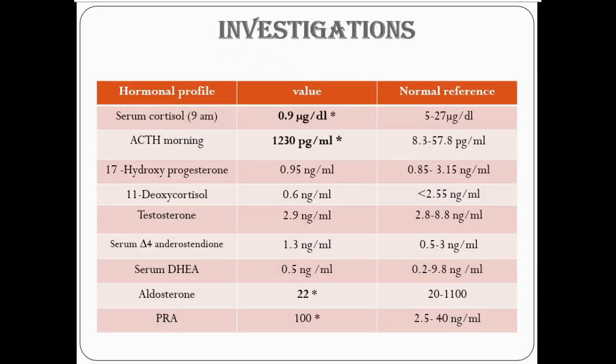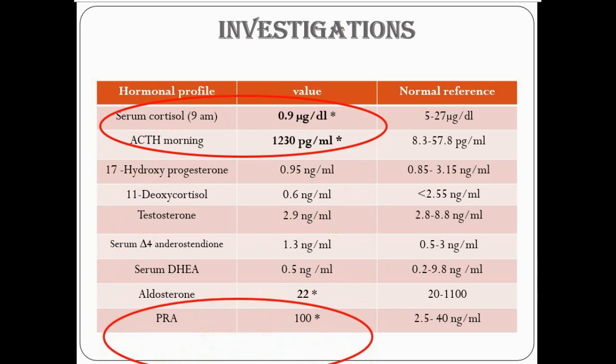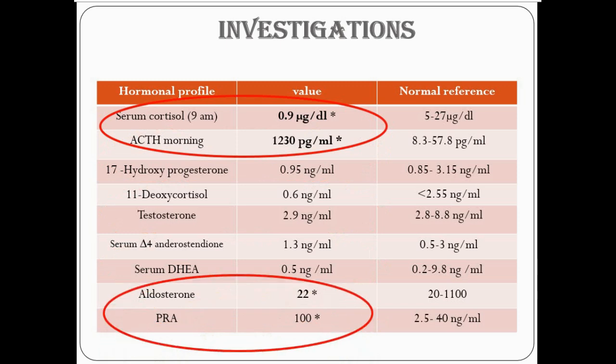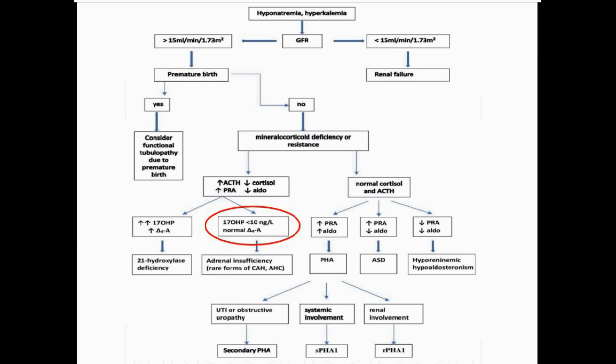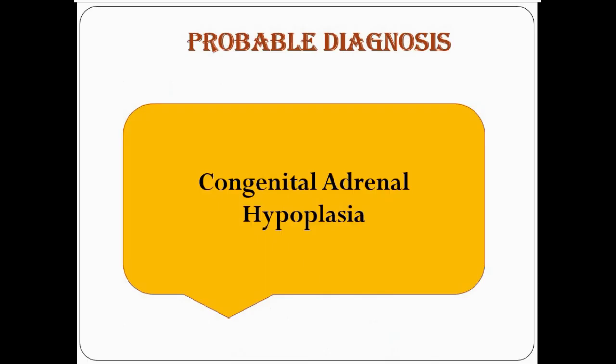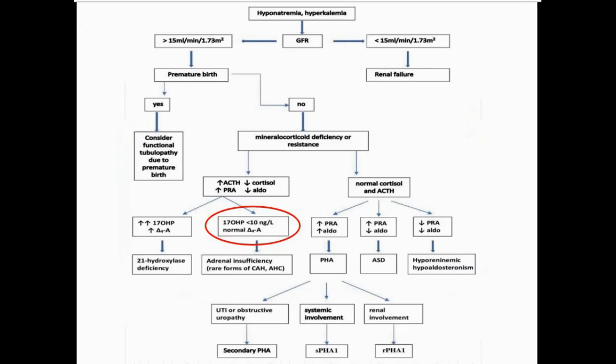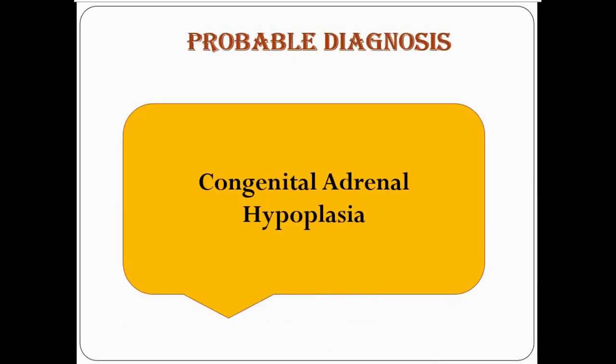The investigation revealed that our patient had primary hypocorticism and hypoaldosteronism and normal other adrenal precursors. So back to our algorithm. We have a patient with a mineralocorticoid deficiency and hypocorticism, but we have a normal 17-hydroxyprogesterone, so we exclude the most common cause of adrenal insufficiency at that age, which is congenital adrenal hyperplasia, and we have the more rare form, congenital adrenal hypoplasia.